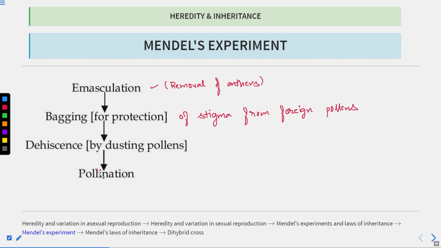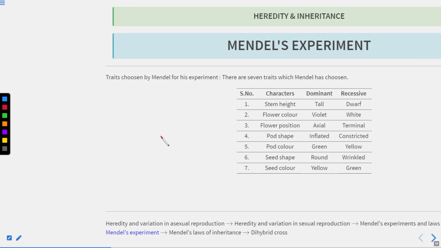Clear? And then third is the dehiscence. Dehiscence was dusting the pollen from the desired plant that we have selected to be the male parent. That will be the male parent. And the pollination was done. Clear? So these were the techniques, the crossing technique employed by Mendel.